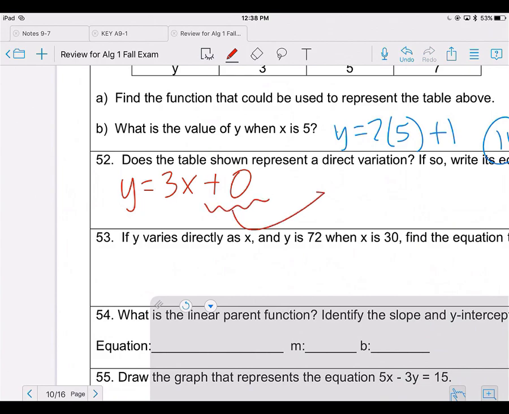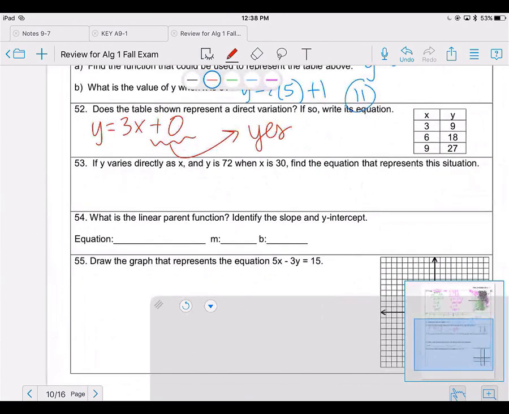Because of this, my answer to is it a direct variation is yes. Because there is nothing being added or subtracted, it is an example of direct variation. Even if that was 3x plus 0.25, it no longer is a direct variation.